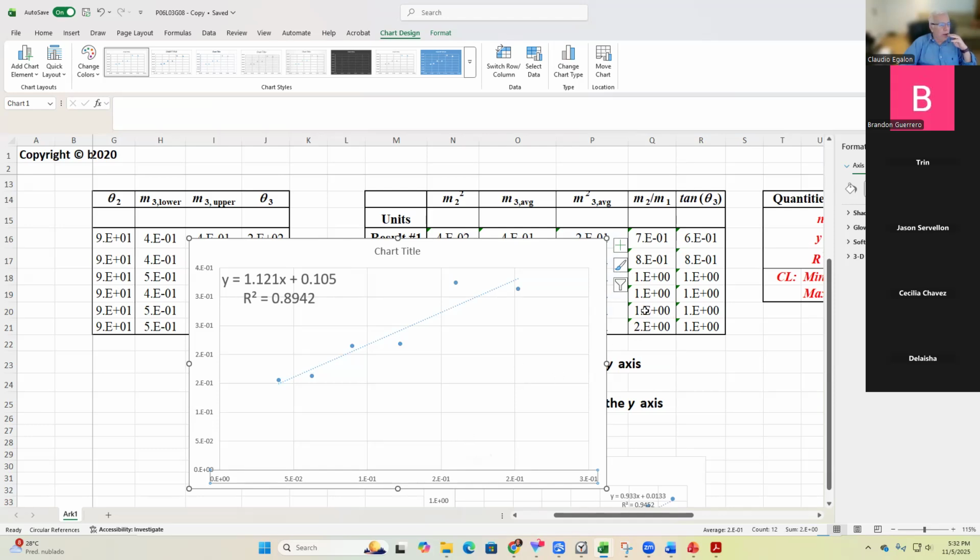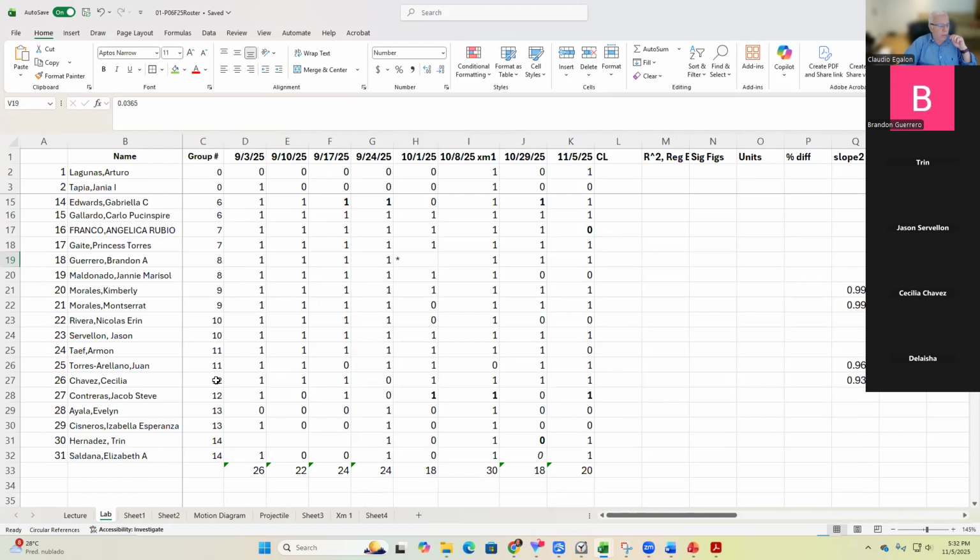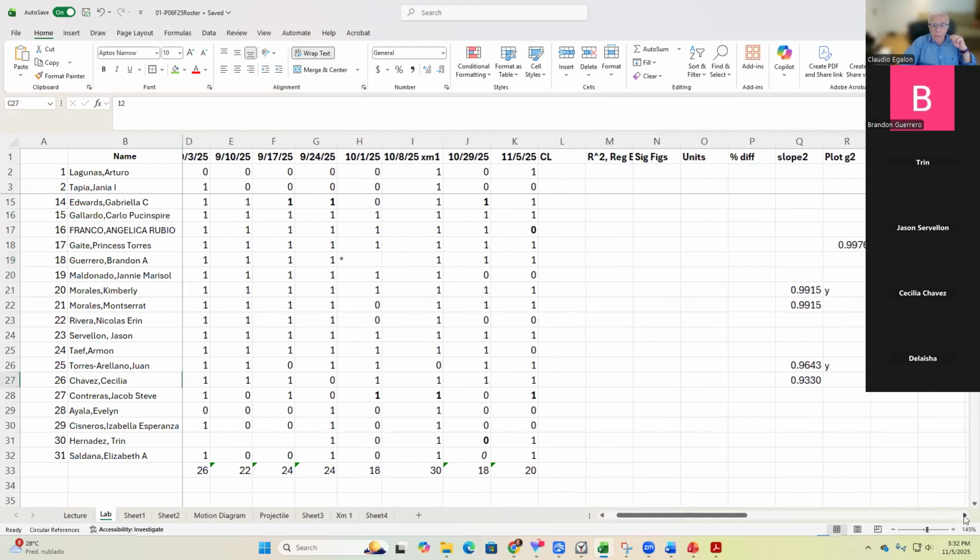Okay, so check what you're doing. That's the equation you're supposed to get at the top. R squared is this value. Okay, so I'll get back to you soon. Let's see if there's anybody else that I have to talk to.